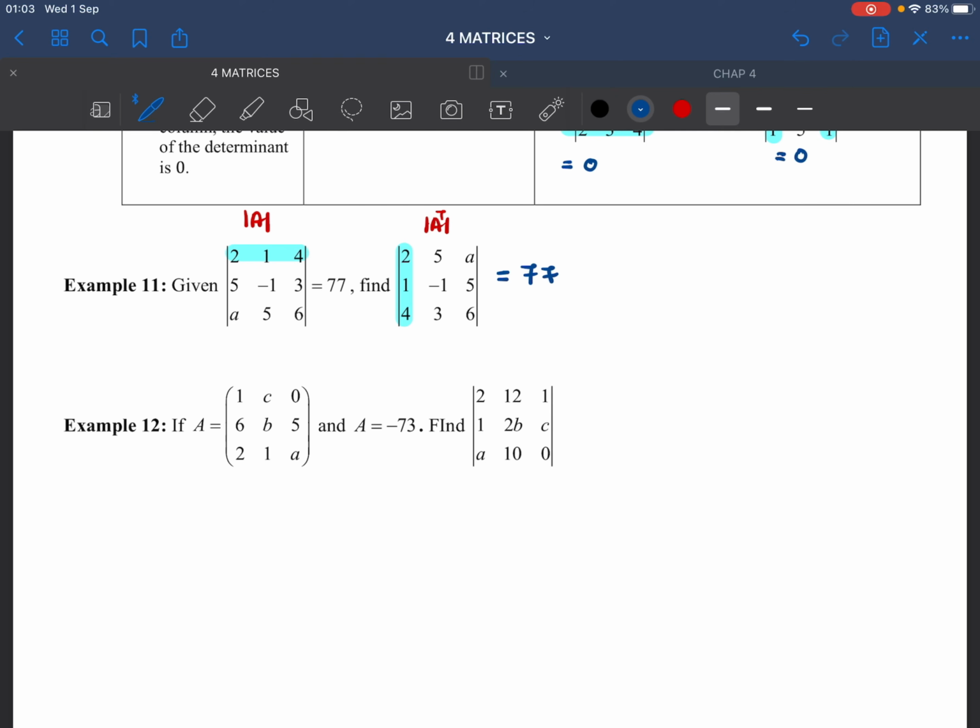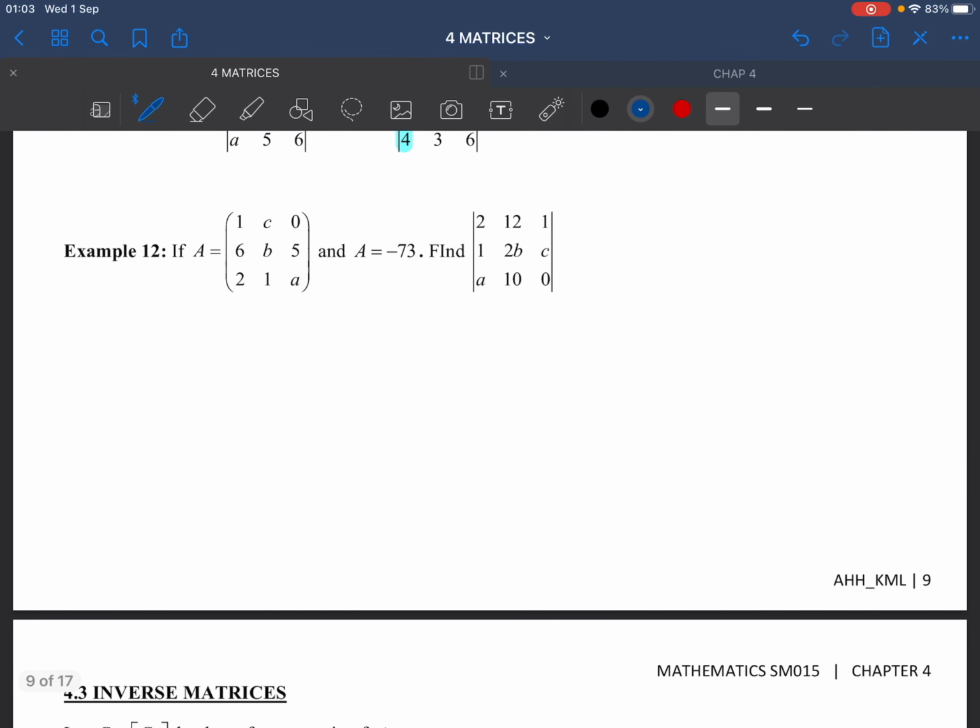Okay, last example 12. Okay, yang ni complicated sikit lah, kita kena buat pelan-pelan. So we have a given matrix A and determinant of A is equals to negative 73. Find that. Okay, so kita akan cuba satu-satu. So apa yang sama dekat situ? Apa yang paling sama? Kamu nampak 1C0, tapi ini 1C0 kita. Okay, so we are going to start from here.